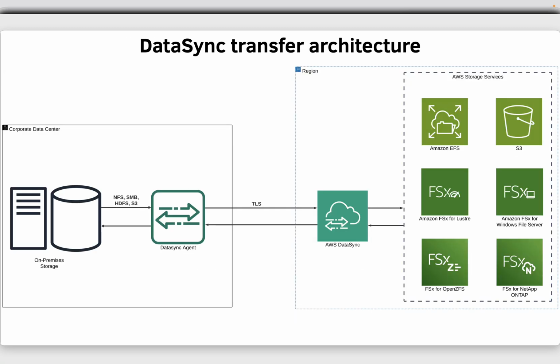So this is the typical data transfer architecture. This diagram shows a high-level overview of DataSync transferring files between self-managed on-premises storage systems and AWS services. On the left, we have the on-premises system, and we can see the protocols NFS, SMB, HDFS, S3, and we have a DataSync agent. The diagram illustrates a common DataSync use case: a DataSync agent copying data from an on-premises storage system, data moving into AWS using TLS, Transport Layer Security, and DataSync copying data to a supported AWS storage service. So this is a one-way sync in this case, from here to here.